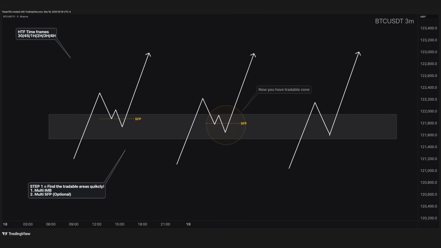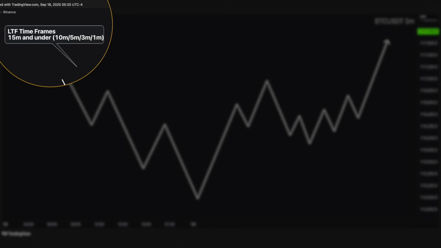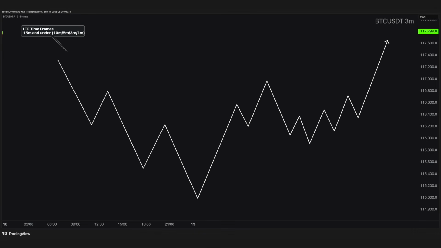So what comes next? In the second step, you will move down into the lower time frames inside this tradable zone. Here you'll be searching for extra supportive structures and possible trade entries. When it comes to your lower time frames, I suggest you focus on 15 minutes or below. That could be 10 minutes, 5 minutes, 3 or 1 minute. It doesn't matter. Remember, this is the same area that we identified back in step 1. The zone with multi-imbalances and swing failure patterns.